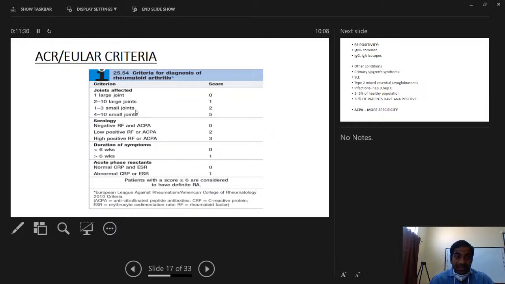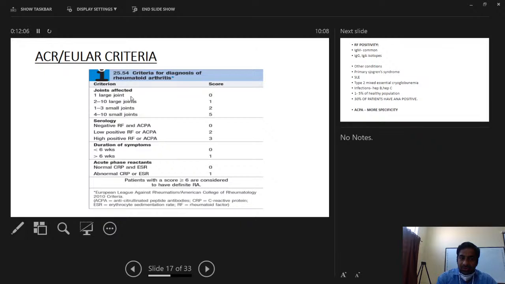So this is the most common criteria used for diagnosing rheumatoid arthritis, known as the EULAR or ACR criteria. That is the European League Against Rheumatism or American College of Rheumatology criteria. It was first coined in 2010. In this criteria you have four parameters. One is the number of joints affected. Second is serology. Third is the duration of symptoms, and the fourth is acute phase reactants.